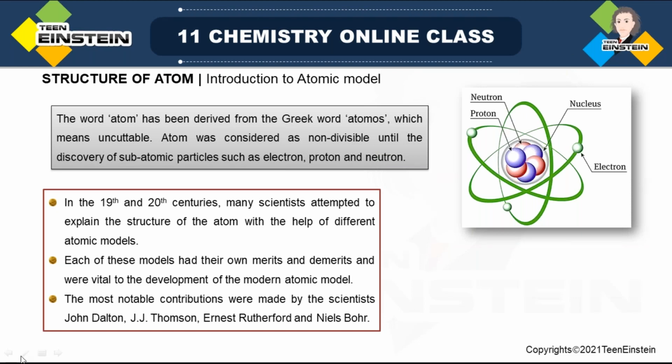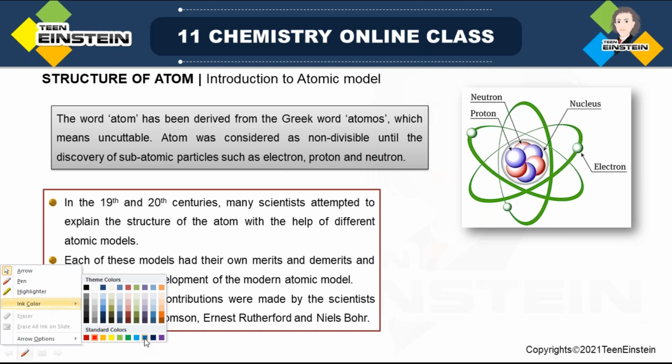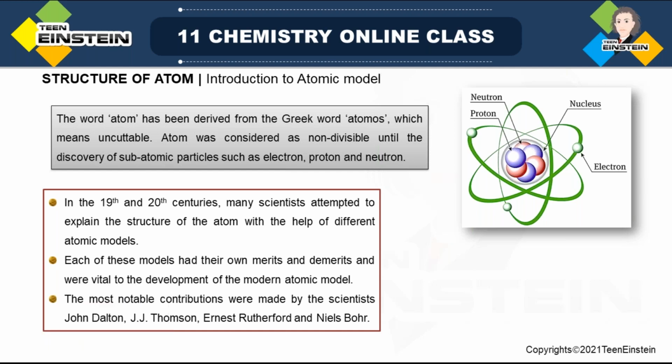Hello everyone, we are starting a new chapter. So this is structure of atom. First we'll see some introductory idea of atomic model. What we understand by atomic model. The word atom, what it means, from which it is derived. It is derived from the Greek word atomos. Atomos means uncuttable. That means further we cannot cut it.